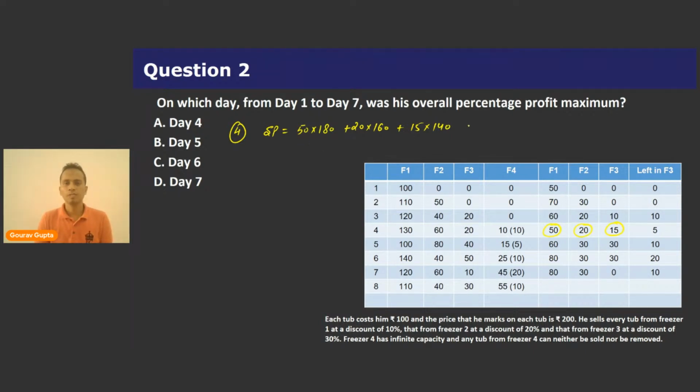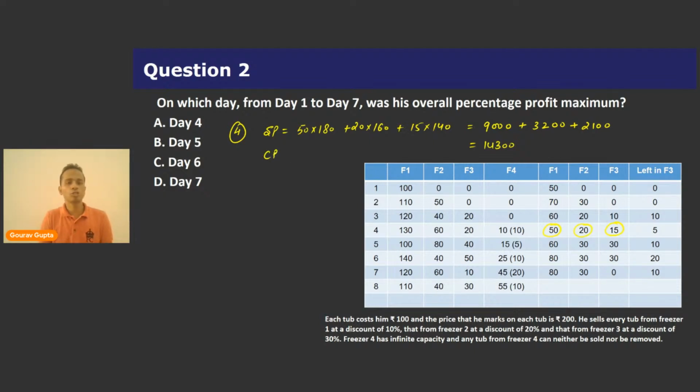Now this value is 18 into 5, 9,000 plus 3200 plus 2100. So that is 9 and 3, 12, 12 and 2, 14, 14,300. Now 14,300 is the revenue.